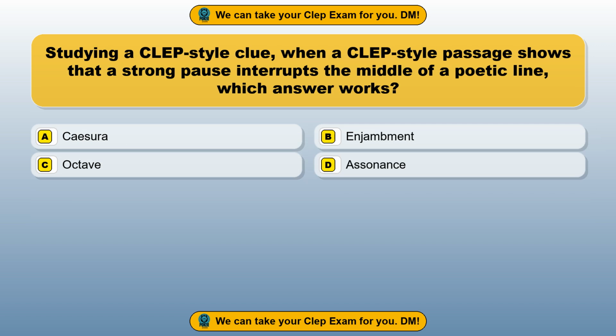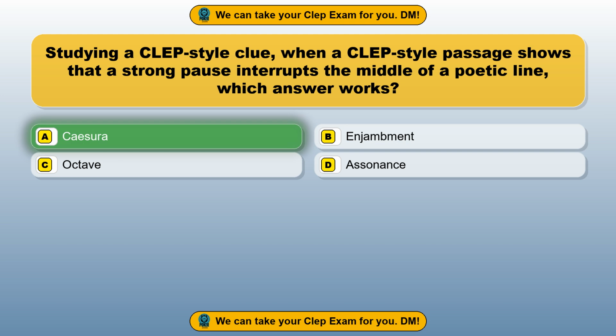Question 59. Studying a CLEP-style clue. When a CLEP-style passage shows that a strong pause interrupts the middle of a poetic line, which answer works? Option A, caesura. Option B, enjambment. Option C, octave. Option D, assonance. The correct answer is option A, caesura.